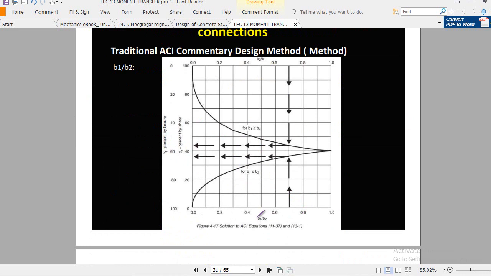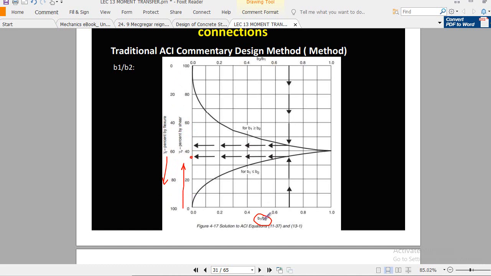You see here, you find the b1 to b2 ratio, and you just go up here, and if your b1 is less than b2, you use this curve. If your b1 is greater than b2, you will use this curve. Okay, so you come here, and here is your gamma v and gamma f value. Remember, when your gamma v value increases, your gamma f value, you see here, decreases. And if gamma f value increases, your gamma v value decreases.